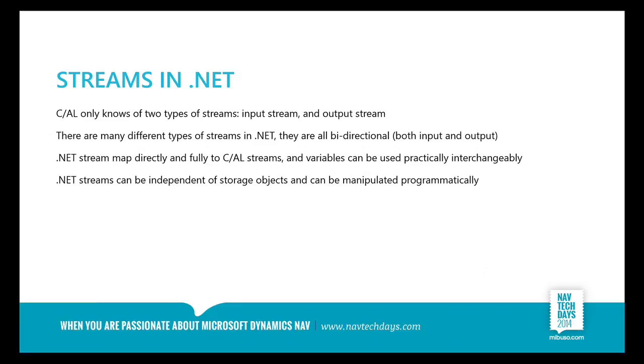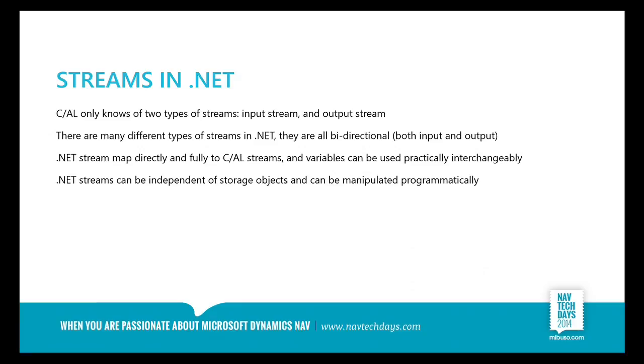And also, it has different types of streams, not just file stream for handling files. It has, for example, compressed streams that can compress data, etc. So there are many different kinds of streams in .NET. The nice thing with streams is that they fully map to CAL streams. So just the same way I use my string variable interchangeably with text, and I was assigning text constants to string variables, you can do the same with streams. So in any place where you could use an in-stream or out-stream variable in CAL, you can now use this memory stream, or any stream from .NET.